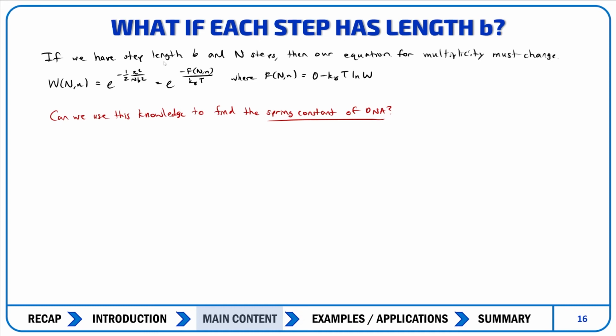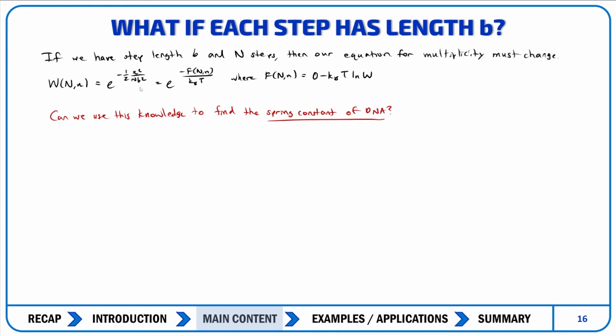So based off of this, we can update our equation for multiplicity to be this constant, to be e to the power of negative 1/2 x squared over nb squared. Once again, I'm not deriving this. And that can also be equivalent to e to the power of the negative free energy over kBT, where the free energy is equal to negative kBT ln of W. So based off of this, we can try to figure out the spring constant of DNA.